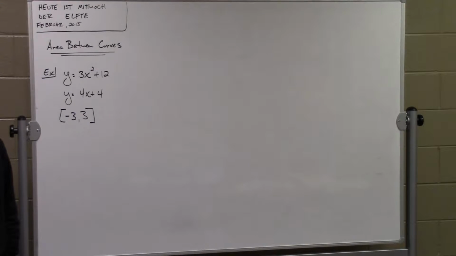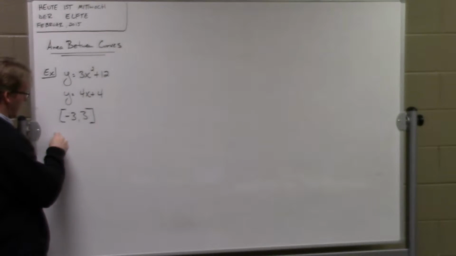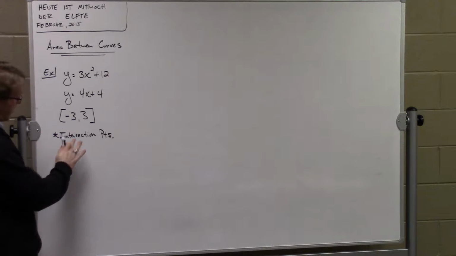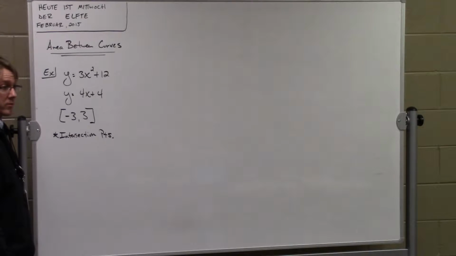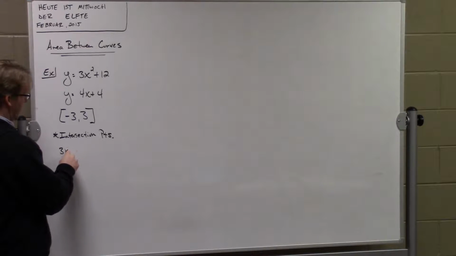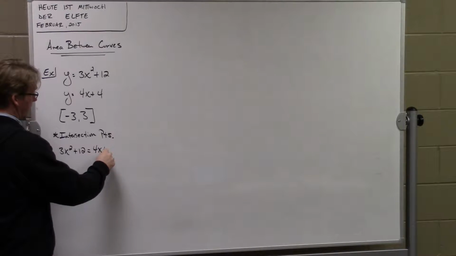So step number 1 is going to be to find the intersection places. Intersection points. All right, how do we find intersection points? I think Michael was saying we set them equal to each other, is what we do. That's what I heard in the mumble. All right, so 3x squared plus 12 is equal to 4x plus 4.